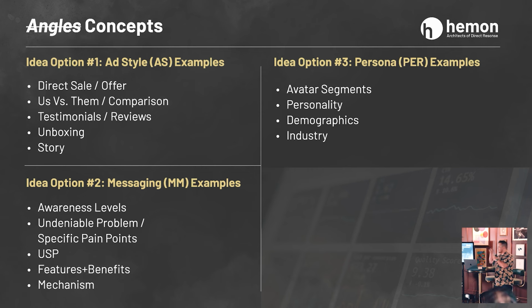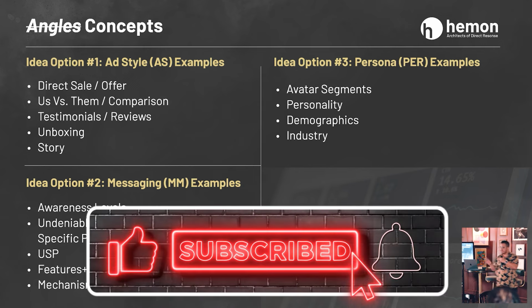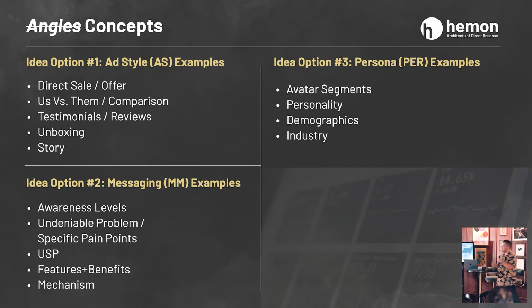So it'd be changing awareness levels. Then there's undeniable problem, talking about specific pain points, talking about your USP, unique selling proposition, what makes you unique, or mechanism, right? Which is essentially the person, technology, thing that allows you to be unique or special that no one else can do, right? That's the mechanism. Idea 3, persona. This could be going after different avatar segments, personalities, demographics, or industries.